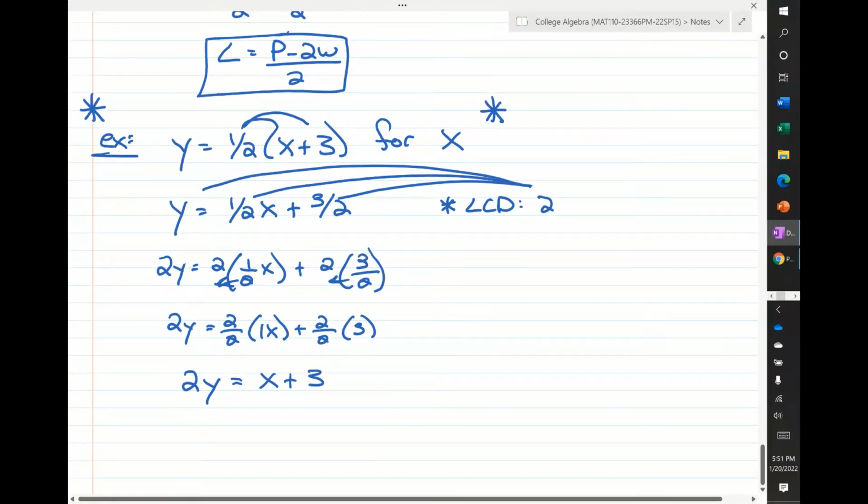And I did ask you to solve for x. So we could just subtract 3 on both sides. x would equal 2y minus 3.